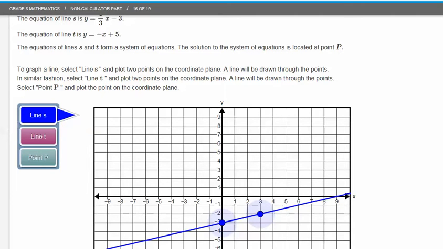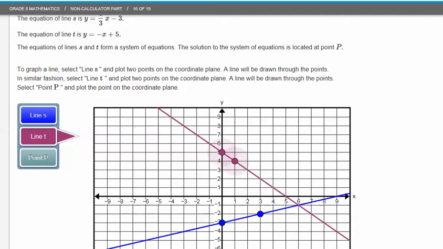Moving on to line T. I have to click line T. It has a y-intercept of +5, so I go up to 5 and get a red dot because line T is red. It has a slope of -1, because I'm multiplying x by -1. So I have a rise of -1 and a run of 1. I go down 1, over 1, and now I have a nice red line, which is Clark's favorite color.